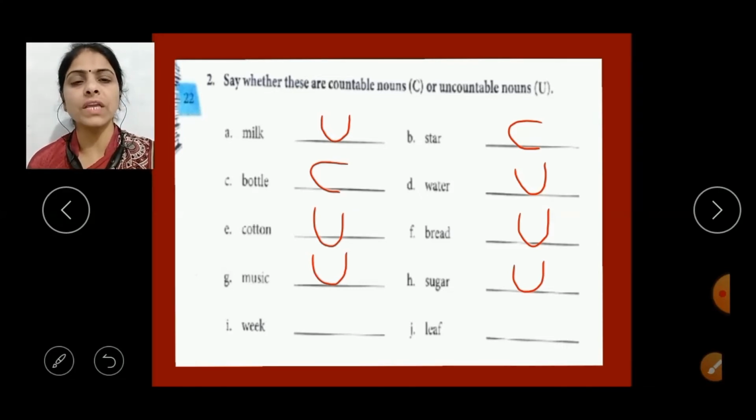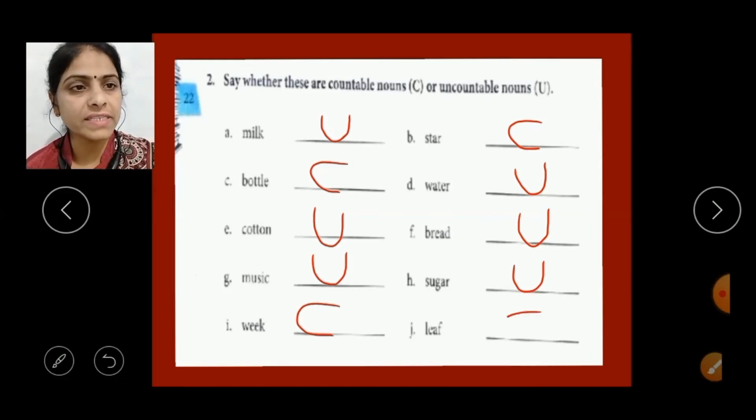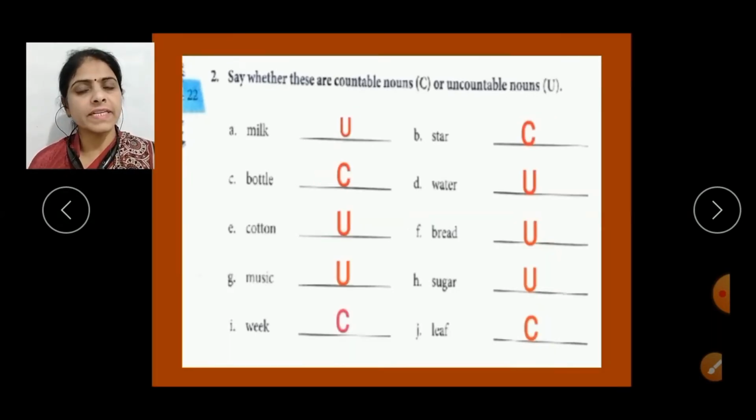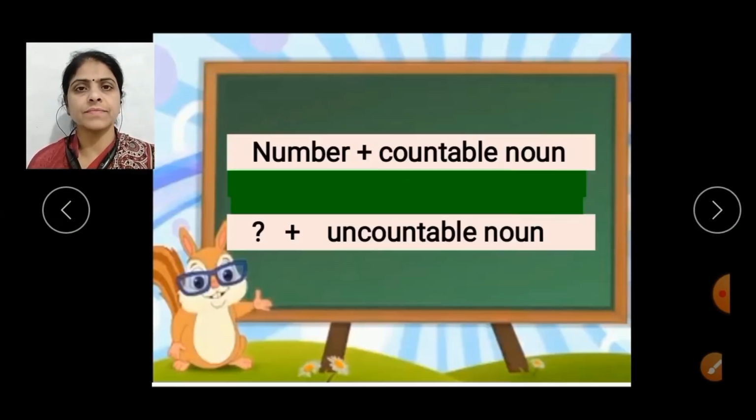After that, week. Week can be counted. 1 week, 2 weeks, 3 weeks, 4 weeks. So, week is a countable noun. So, here we will write C. The last one is leaf. Leaf also can be counted, like 2 leaves, 3 leaves, 5 leaves. It is a countable noun. So, we will write C. With this, the exercise is completed. Now, let's move on to the next slide.